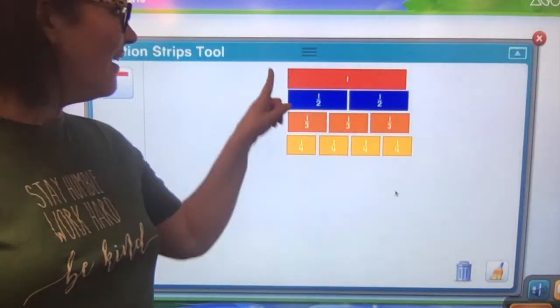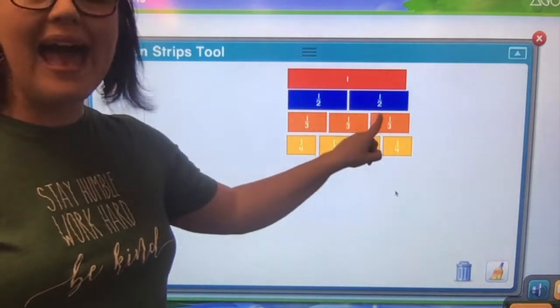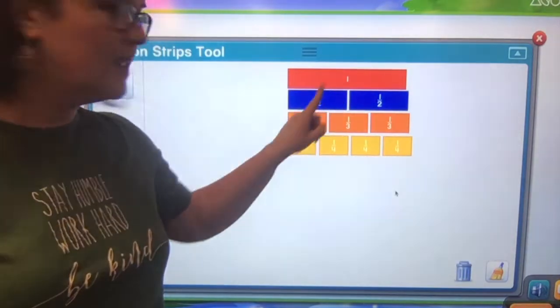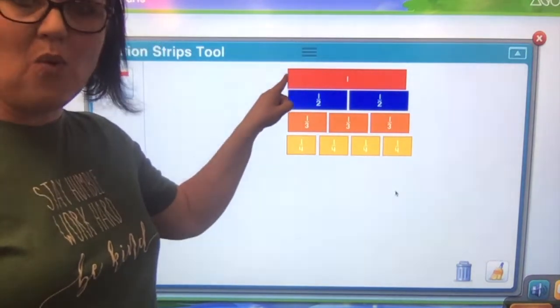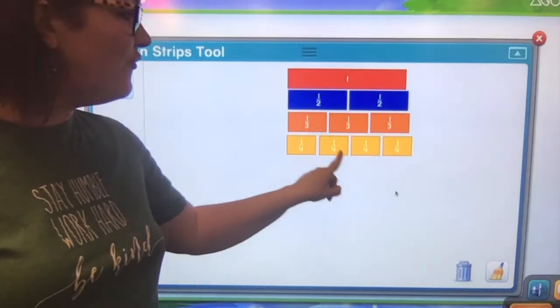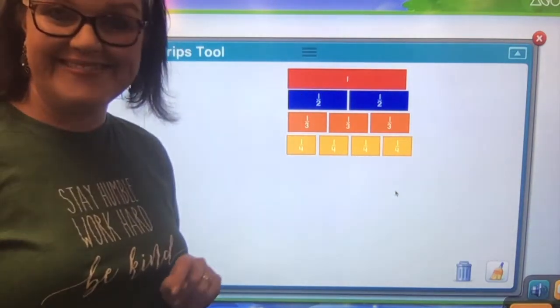As you can see, when we have one whole, two halves equal one, three thirds equal one, and four fourths equal one.